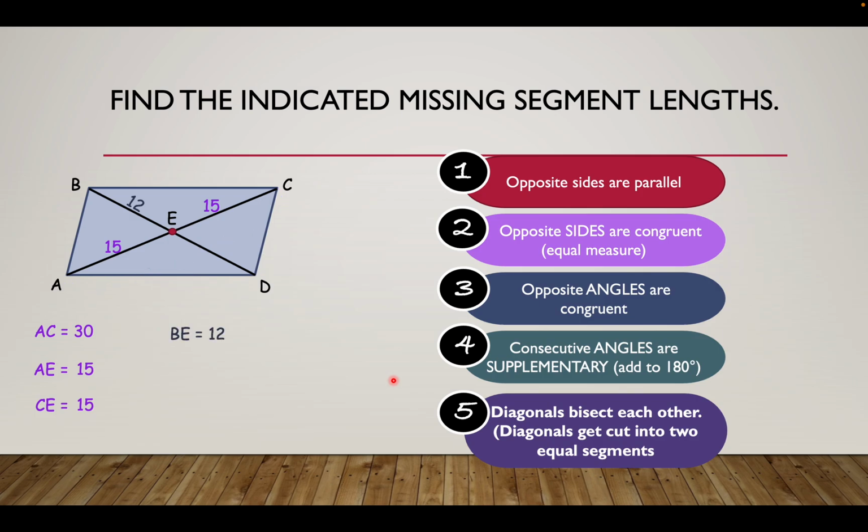Now if we told you that BE equals 12, that means DE would also have to be 12. And the entire segment, if we take this 12 plus this 12, that tells us that the entire segment from B to D is 24.